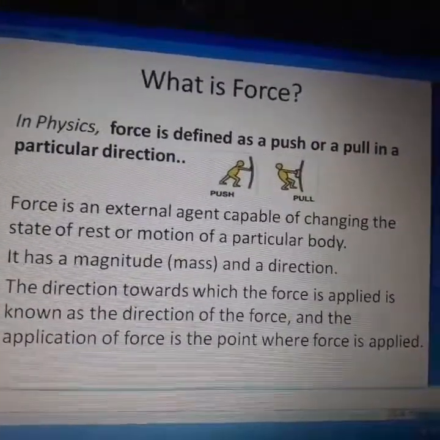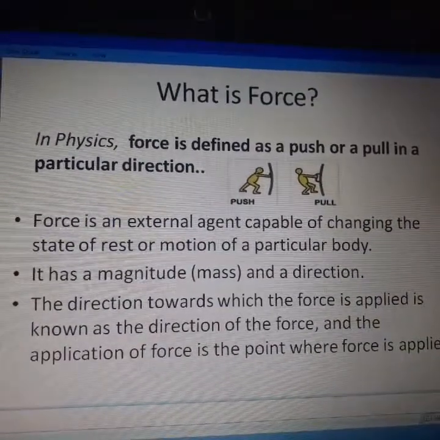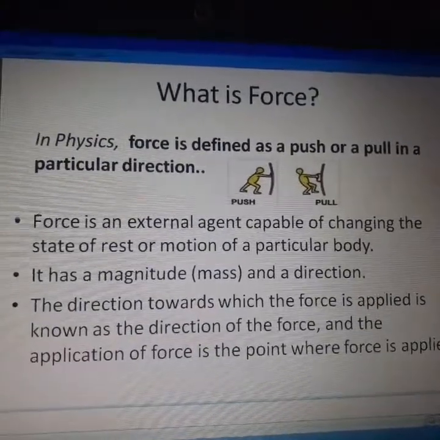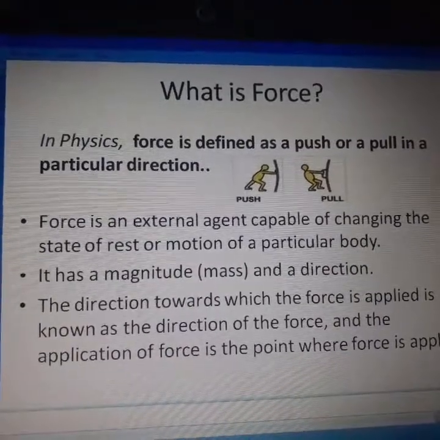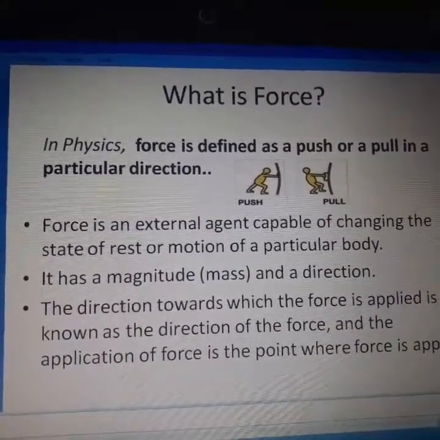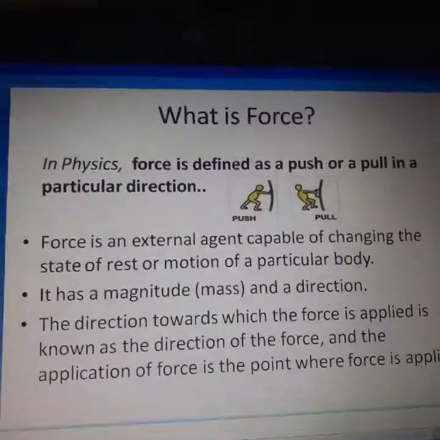In physics, we define force as a push or a pull in a particular direction. Force is an external agent which is capable of changing the state of rest or motion of a particular body, and you saw this in the first video that was shared with you.